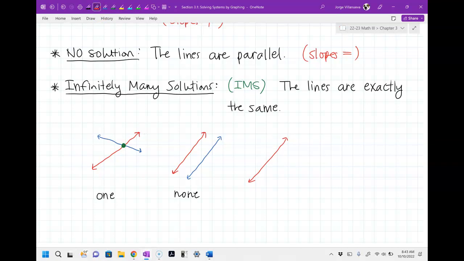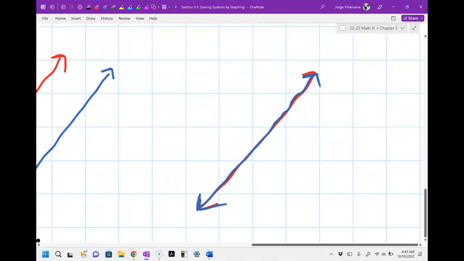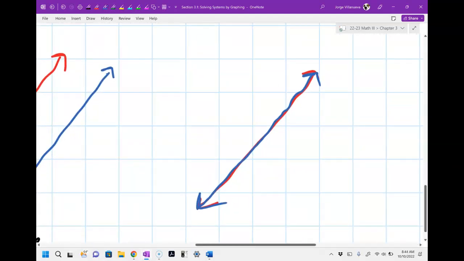Okay, and then the other situation is this one. If I graph a line, and then I recognize that the next line is identical, same exact line. So if I zoom in just to kind of show you, they're identical lines. Well, how many times do those lines intersect if they're laying right on top of each other?